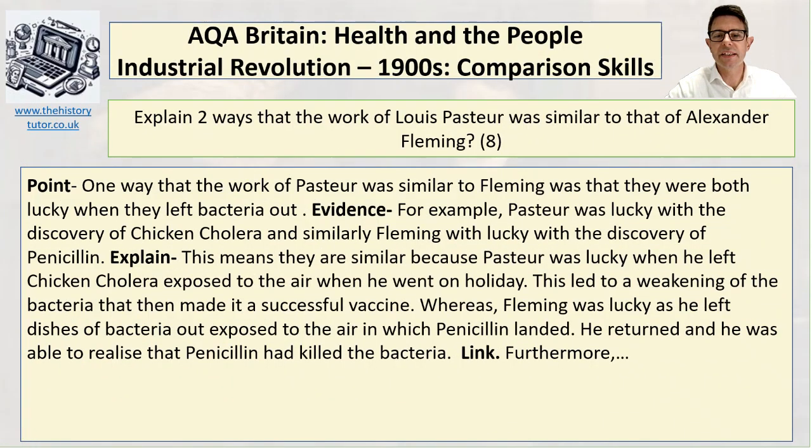Okay, so I've gone for this means they're similar because Pasteur was lucky when he left chicken cholera exposed to the air when he went on holiday. This led to a weakening of the bacteria that then made it a successful vaccine, whereas Fleming was lucky as he left dishes of bacteria out exposed to the air in which penicillin landed. He returned and he was able to realise that penicillin had killed the bacteria.